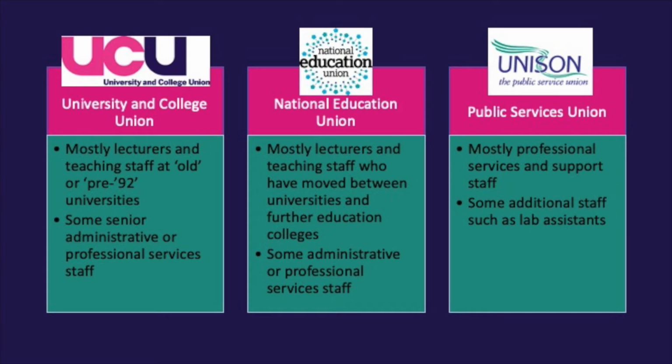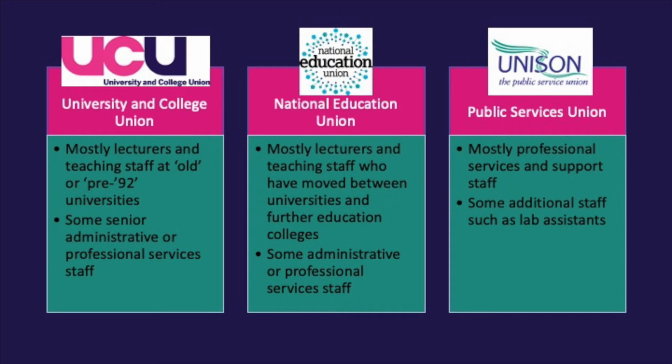The University and College Union is primarily made up of lecturers and teaching staff at old or pre-92 universities, including some senior administrative or professional services staff. Although this does not cover all universities in the UK, it covers a large number of them, and many of the members have shared participation in common interests, such as the university's superannuation scheme, which is a particular pension plan open to members at these universities.